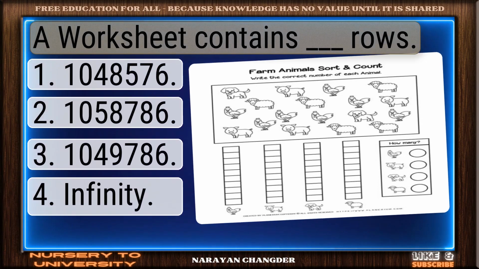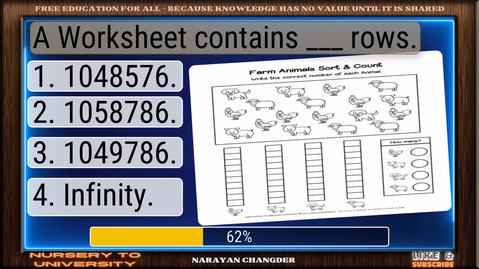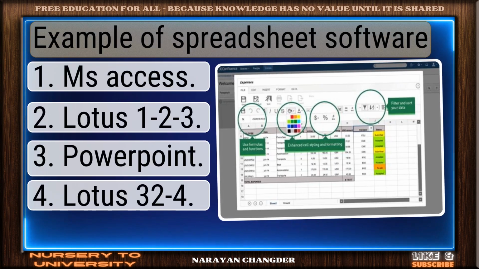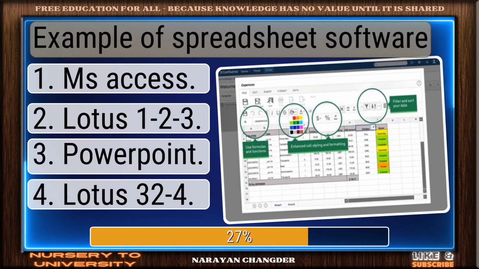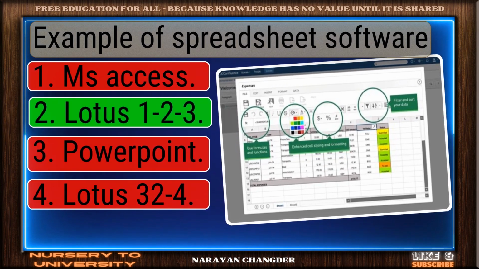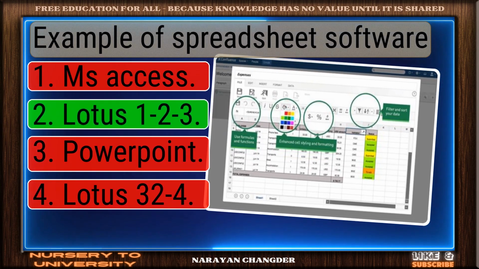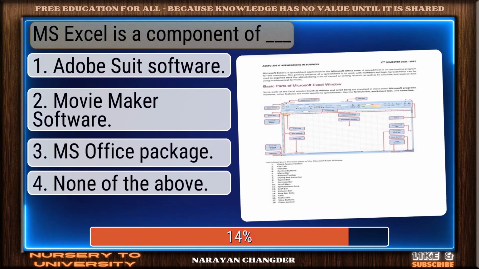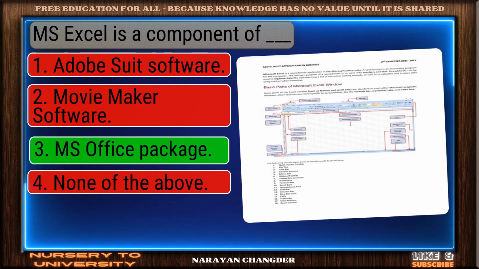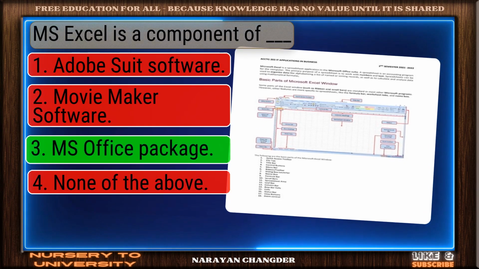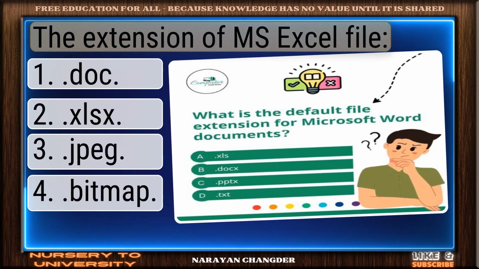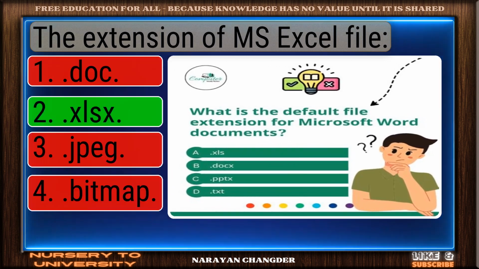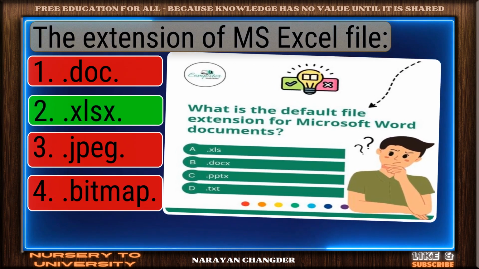A worksheet contains how many rows? Exactly. 1,048,576 makes sense and it is the right choice. Example of spreadsheet software? Good thinking. Lotus 123 is the right answer. Ms Excel is a component of? Nice selection. Ms Office package is the correct and valid answer. The extension of Ms Excel file? Sharp thinking. XLSX is the right choice.